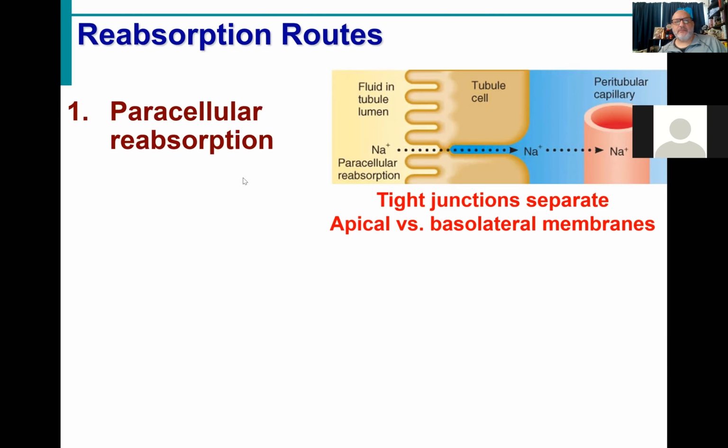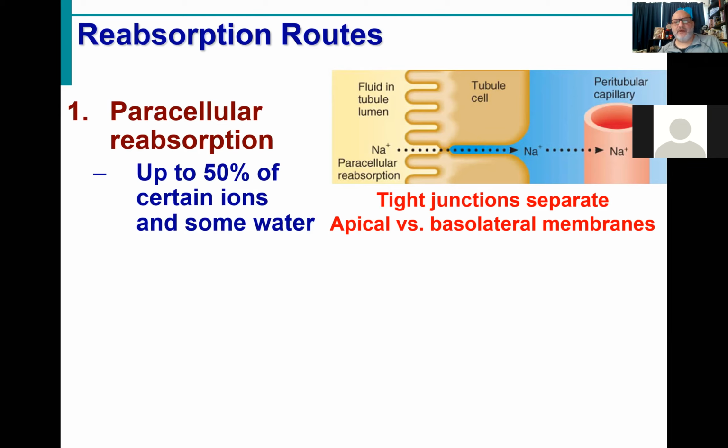All right. Now, when we talk about the reabsorption routes, the most obvious one is the paracellular reabsorption. Paracellular reabsorption, as I mentioned, this gap in between allows for a limited movement. The tight junctions limit, but don't preclude entirely, the movement of materials between the cells. And in fact, for certain ions, chloride happens to be a decent example of this, as many as 50% of those ions and some water can actually be reabsorbed paracellularly.